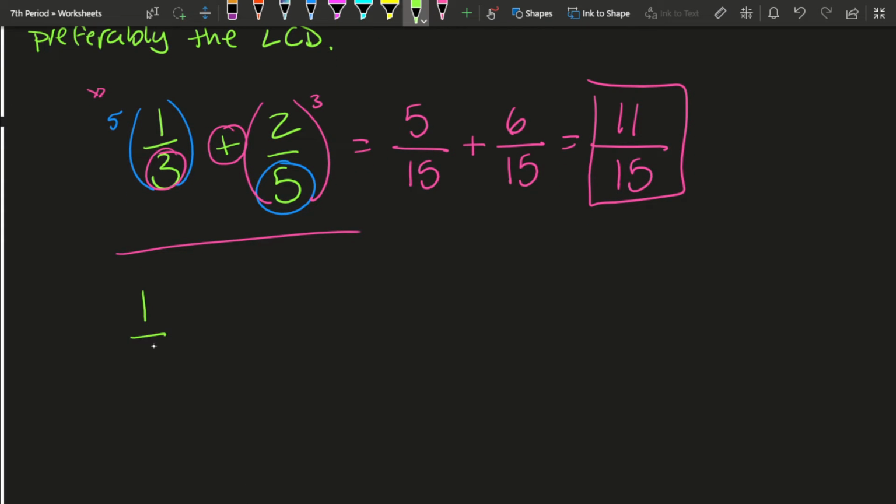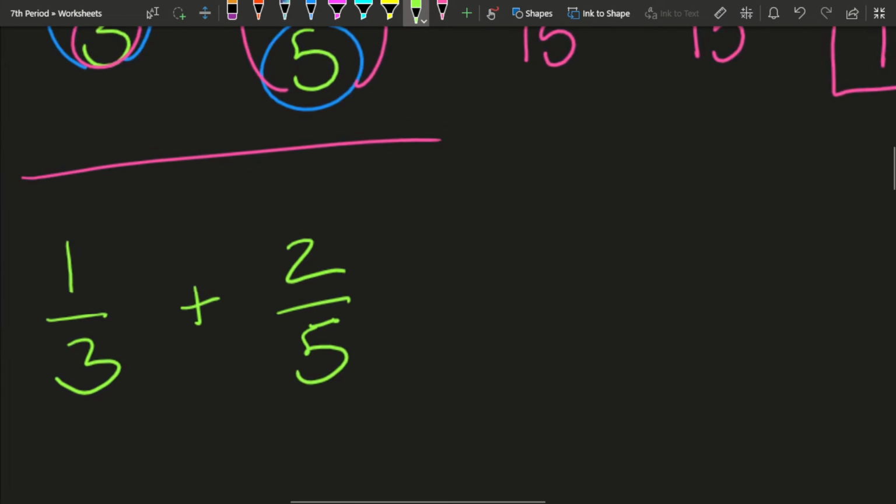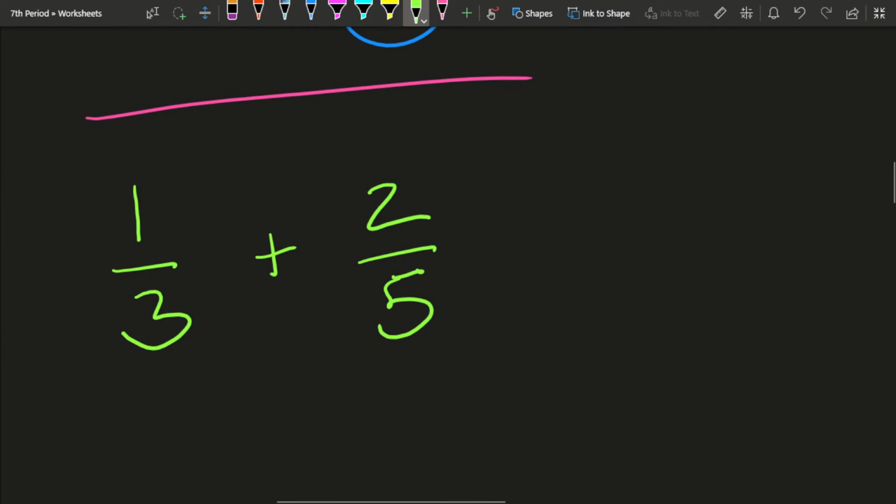So I'm gonna have 1/3 plus 2/5. Same fractions, okay? Now, let's keep it as adding. Okay, I'm gonna show you how to get the same answer in a different way. It can be done faster once you learn the process.